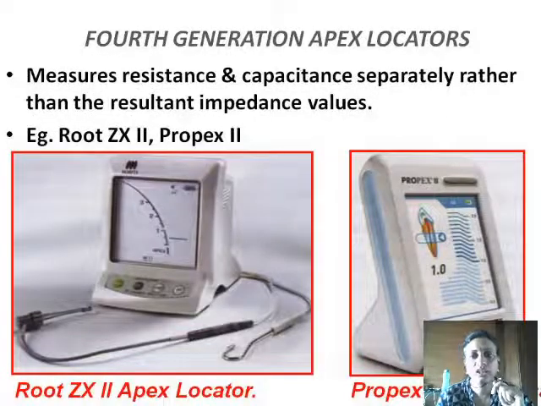The fourth generation apex locator measures resistance and capacitance separately rather than the resultant impedance value. Therefore, they are considered more accurate than the previous generations.